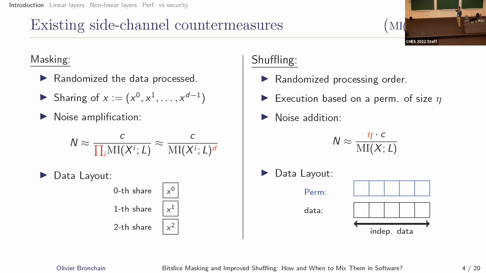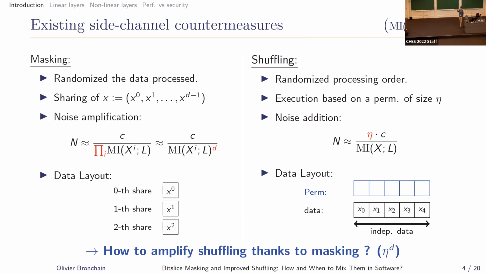So here, if we have a permutation of size eta, the impact on security is multiplied by eta. Here is a small example. I draw a permutation, and then I process the data according to the permutation.